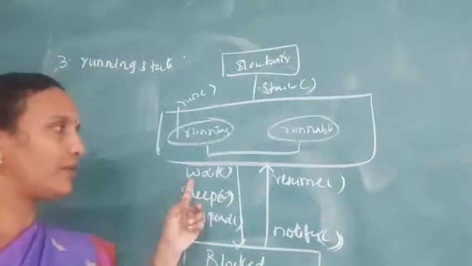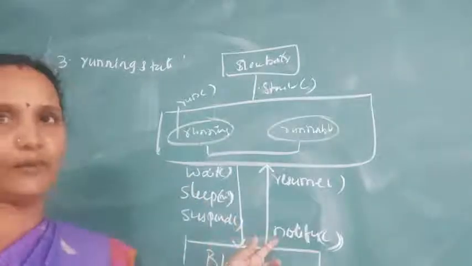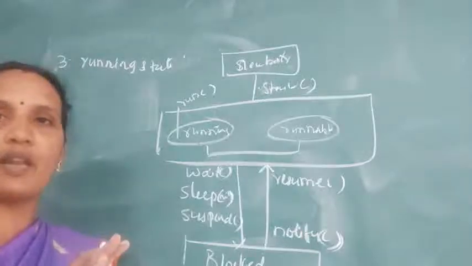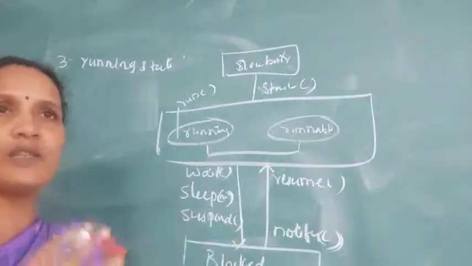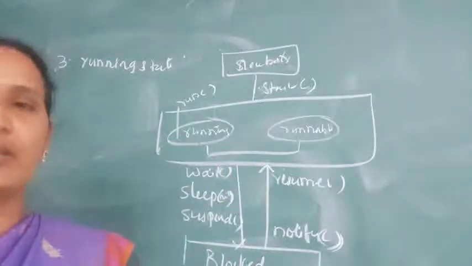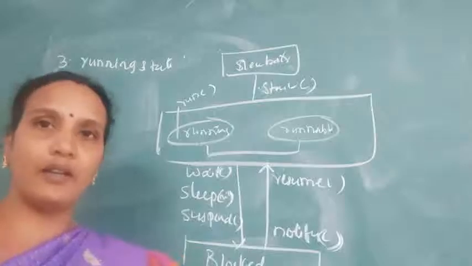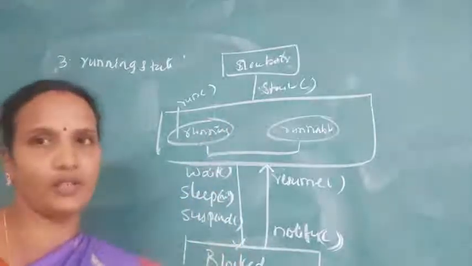Whenever you call the wait method, you need to wake up the thread by using notify. Sleep method means when the time is over, automatically the thread will be in an active state. Next, the suspend method. Due to some reasons, if you are suspending the thread, you can recall it again by using the resume method. So when a thread is running, you can move it from the running state to the blocked state.